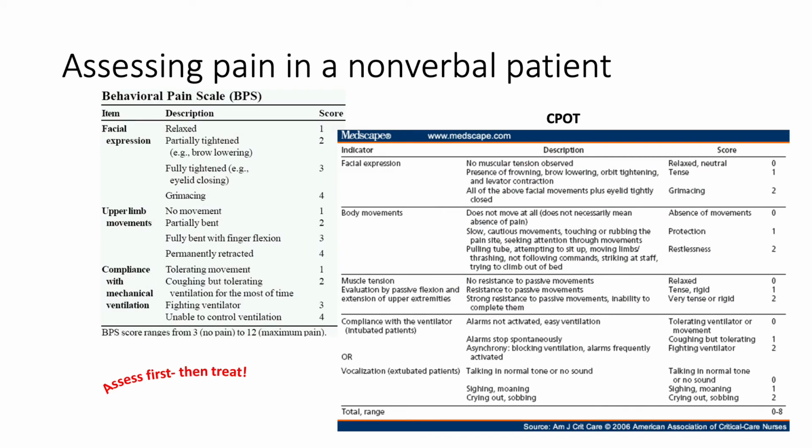Here we can see two examples of pain assessment tools appropriate for the ICU. You'll notice that both have some similarities, where it's important to assess the patient's facial expression, body movements, and compliance with the mechanical ventilator. This last component refers to how the patient is interacting with and tolerating mechanical ventilation. Are they fighting the ventilator in a sense and causing it to alarm frequently? Or is mechanical ventilation well tolerated and fluid?